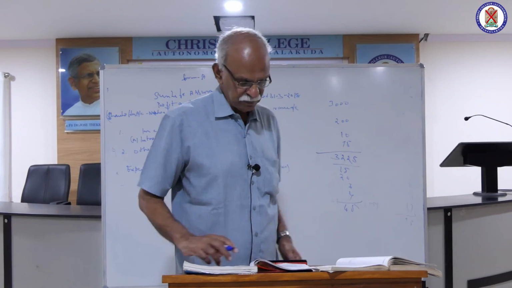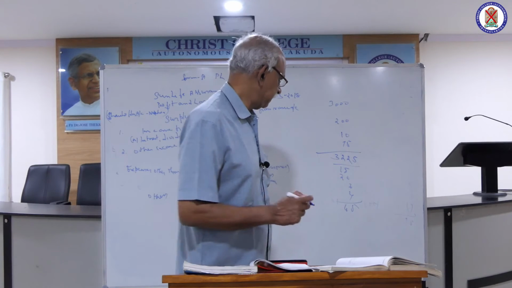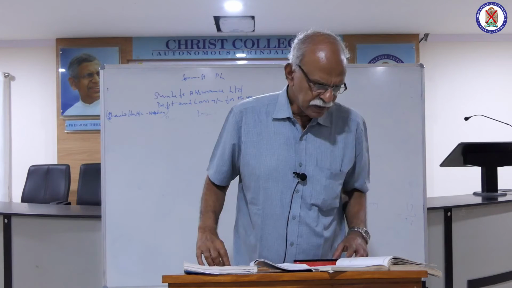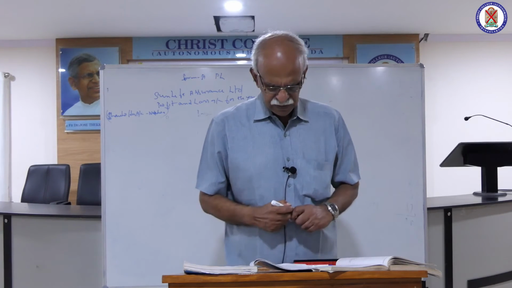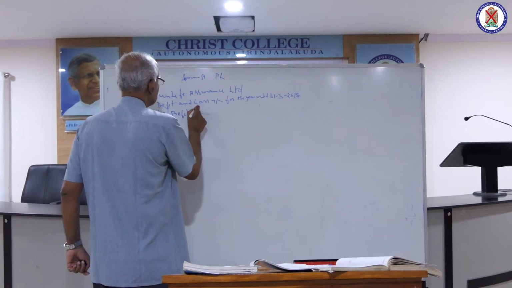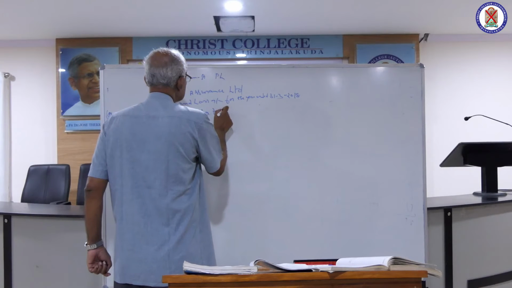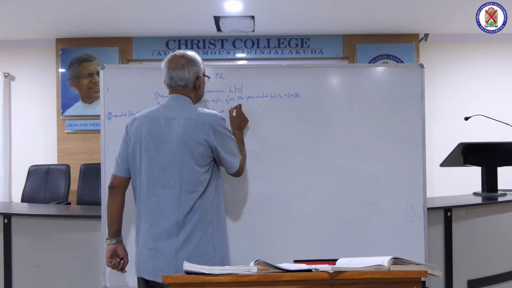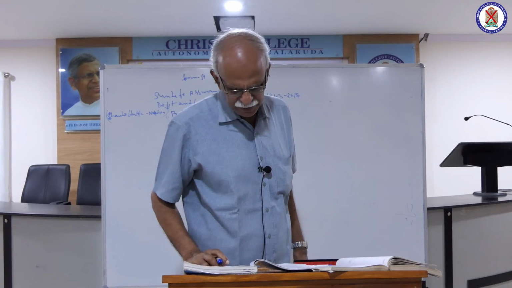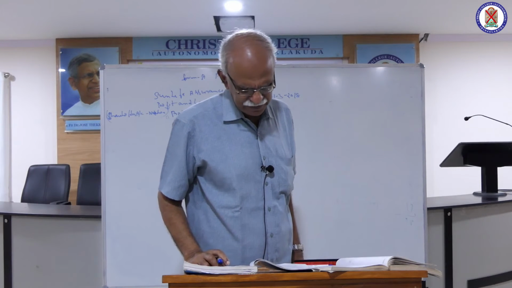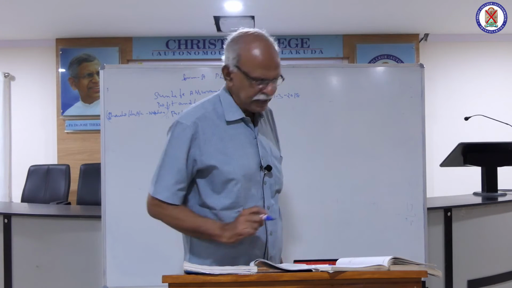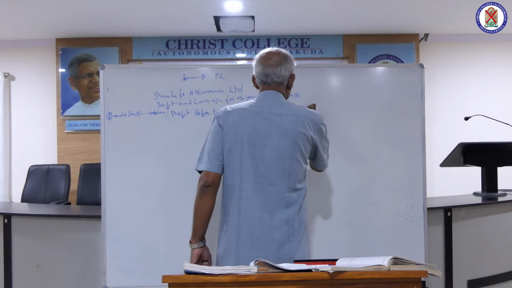Now, total B you got 45. Next is profit before tax. You write profit before tax, A minus B. Profit before tax is how much? A minus B, 3,225 minus 45, that is 3,180.